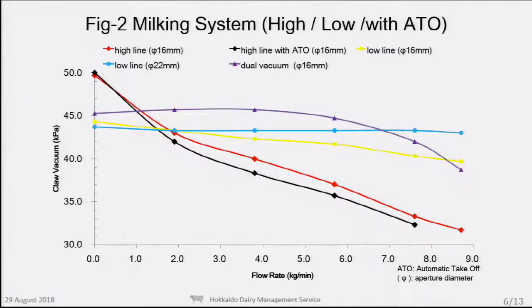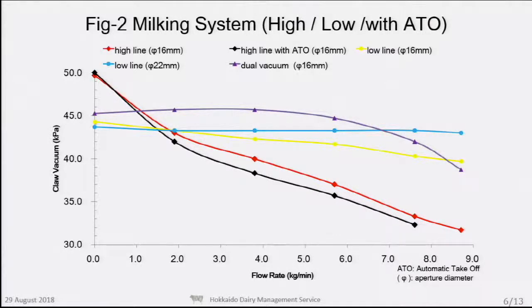This slide shows factors of operating vacuum. Red line is on high line system curve, and black line is on high line curve with ATO. Both high line systems' crop vacuum starts at 50 kilopascal and goes down around flow rate quickly by lift vacuum loss. High line operating vacuum depends on lift vacuum loss.